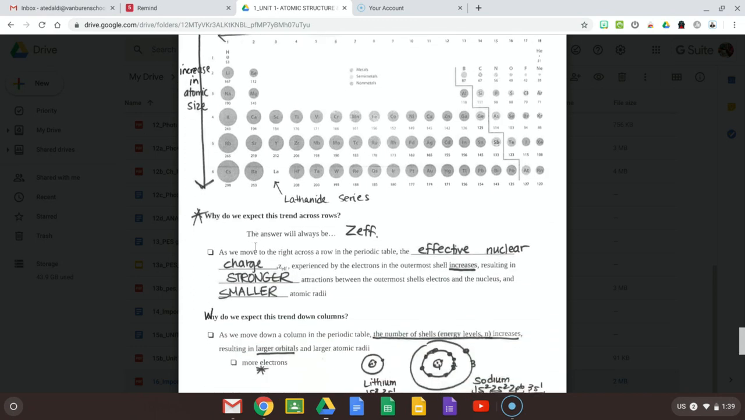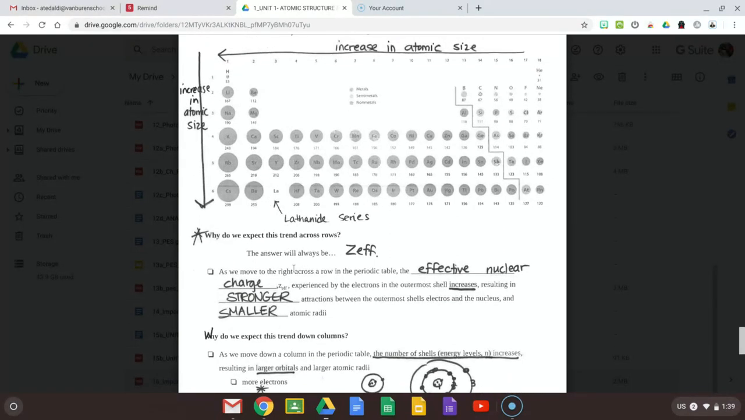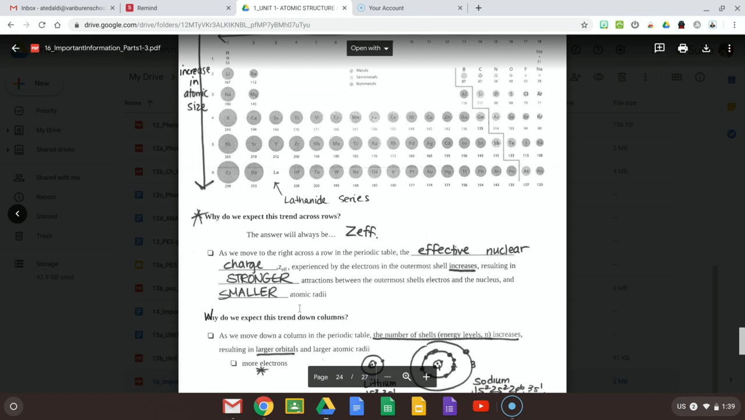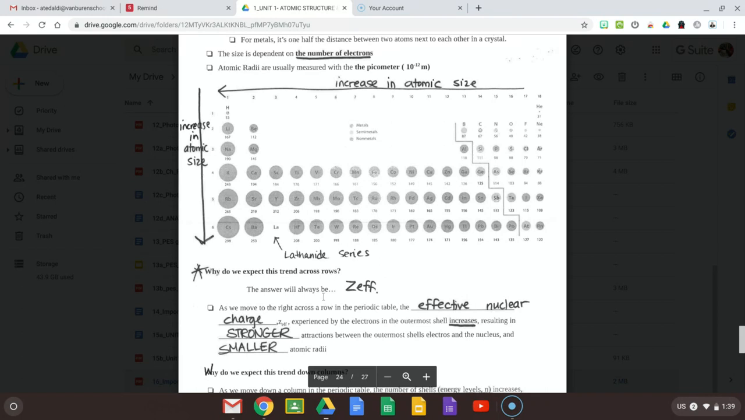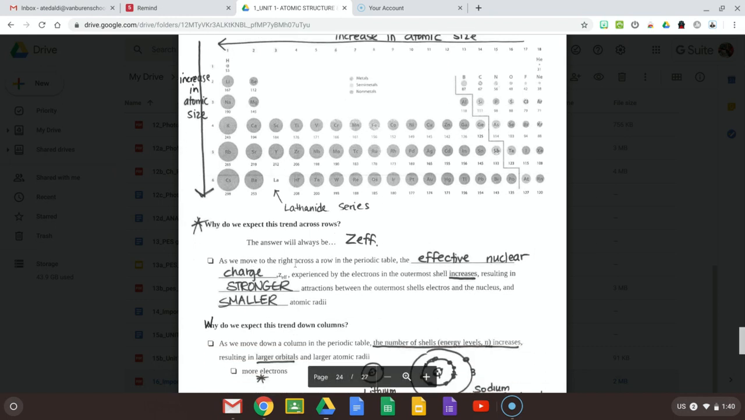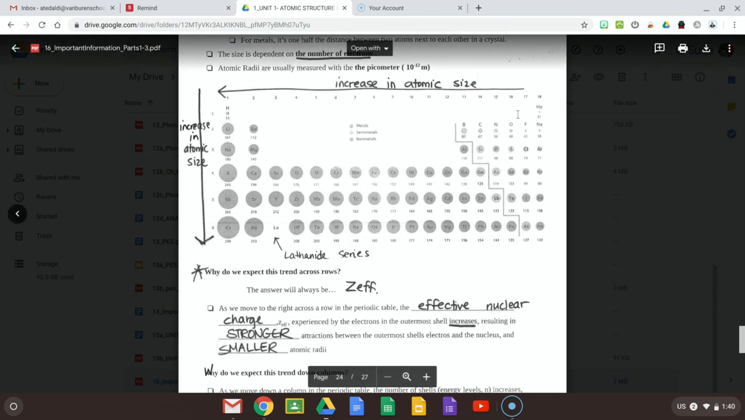Now, I also briefly talked about why this happens, and this is because of Z effective. If I have a stronger Z effective, which means the nucleus has a greater charge and the electrons are feeling a greater charge, the atom is going to be smaller. As you move to the right across a row in the periodic table, the effective nuclear charge experienced by the electrons in the outermost shell increases, resulting in stronger attractions and a smaller radius. But the opposite happens as you go to the left.